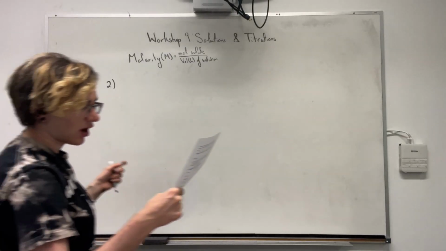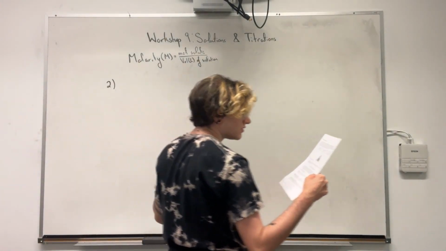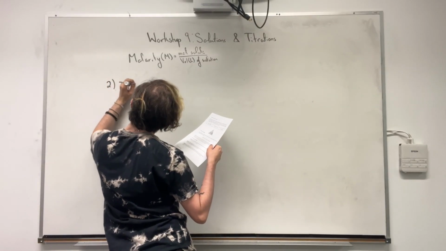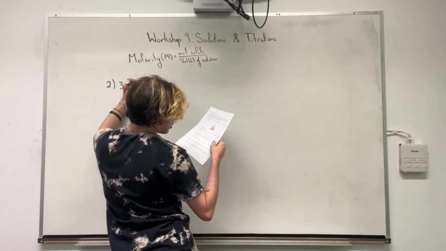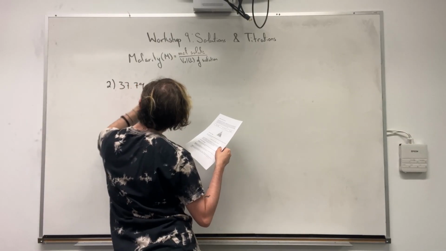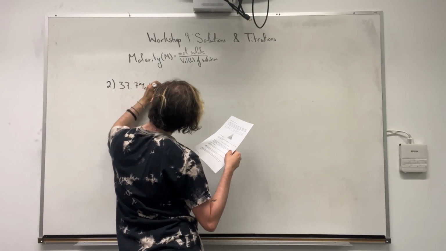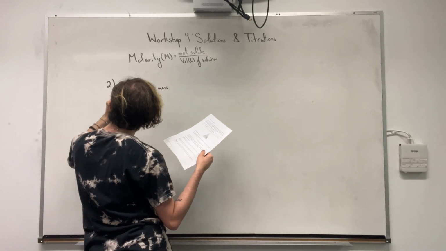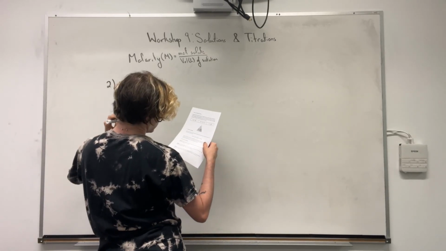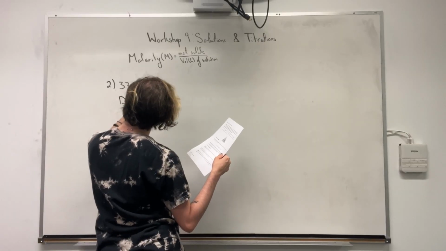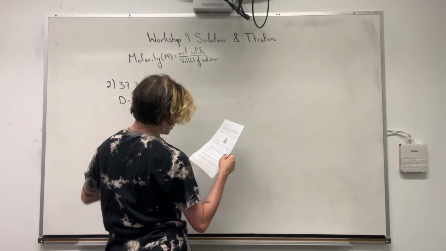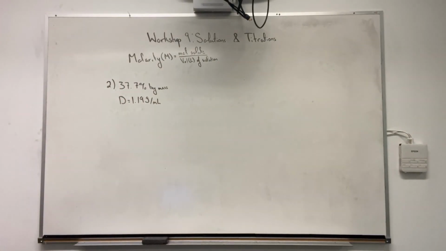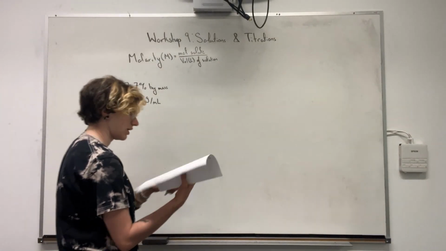Now it says that a concentrated hydrochloric acid is usually available at a concentration of 37.7% by mass. The density of the solution is 1.19 grams per milliliter. And so what is the molar concentration? Molar concentration is another way of saying molarity. You will see both get used.